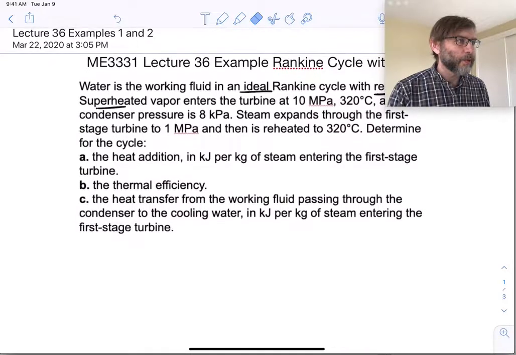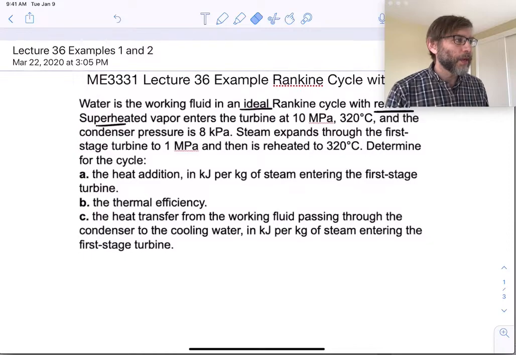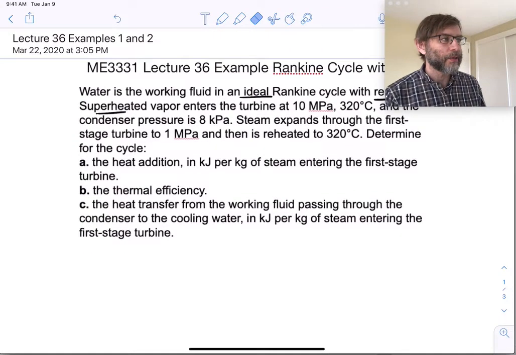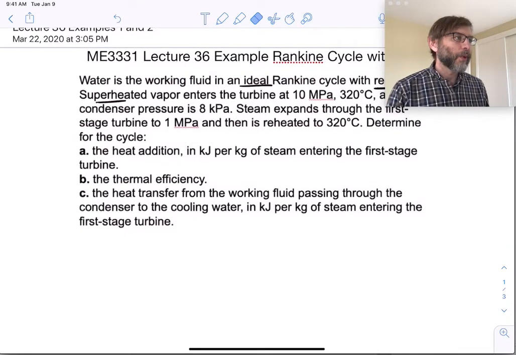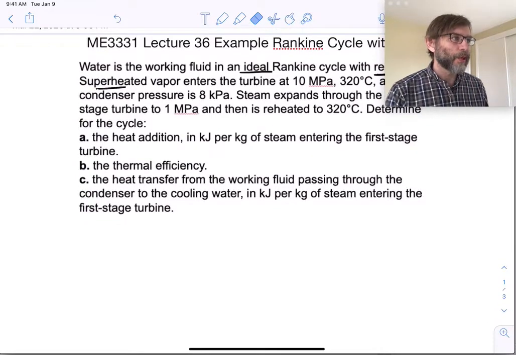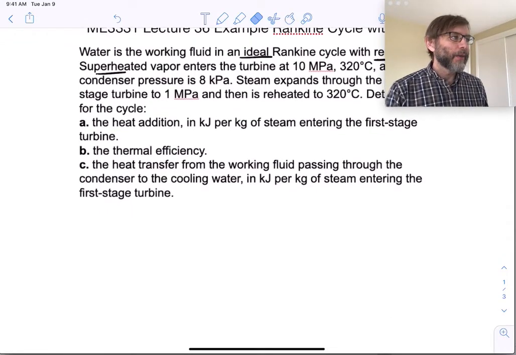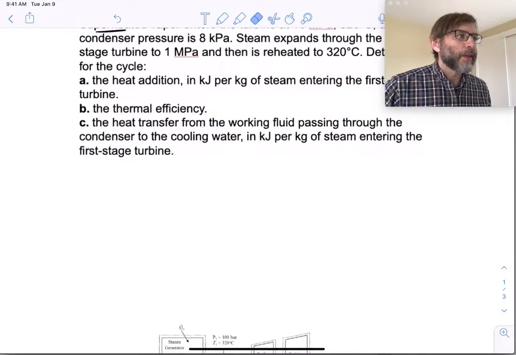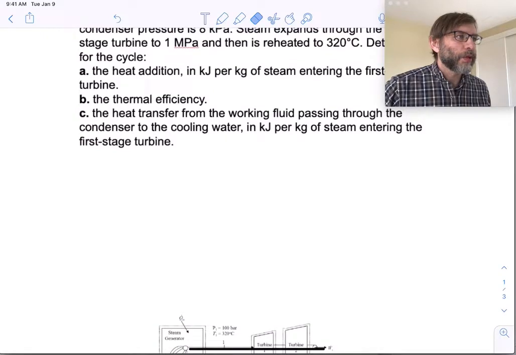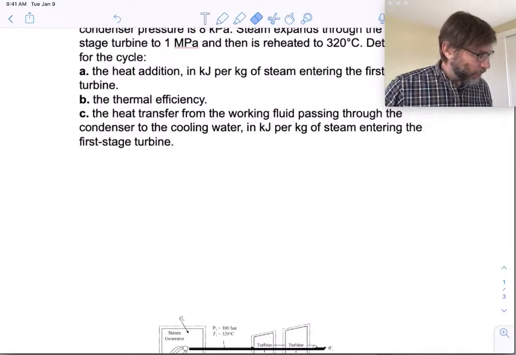Steam expands through the first stage to 1 megapascal and is reheated. We see the reheat temperature and the initial steam boiler superheat temperature are the same, but the pressure is reduced, of course, from 10 megapascals to 1 megapascal. Then we have to calculate the heat addition entering the first stage of the turbine, the thermal efficiency, and the heat transfer from the working fluid passing through the condenser to the cooling water. All right, so that's fine. We can do that.